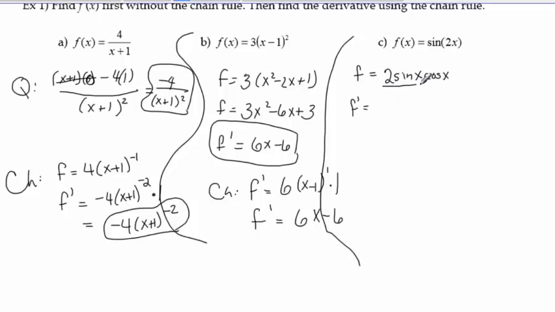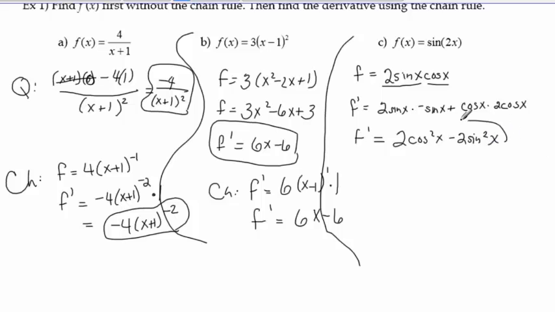So f is the first. I'm going to call this whole thing the first, and that the second. The first times the derivative of the second plus the second times the derivative of the first. And that's going to make my f prime. I'm going to rewrite it so that the positive's in front: 2 cosine squared x minus 2 sine squared x. And there's our nice derivative.